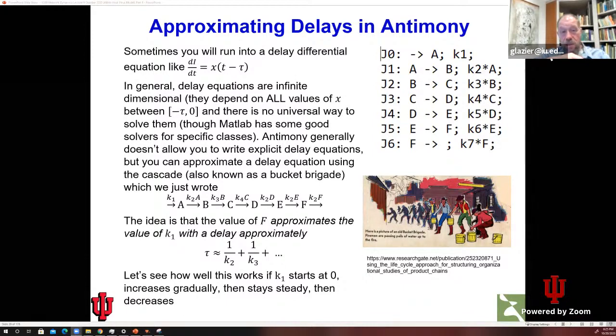And it can be turned into partial differential equations or into integral differential equations. And so delay differential equations are deceptive because they look very simple, but in fact, they're very hard to evaluate. And in fact, there are no universal numerical solvers for delay differential equations. MATLAB has some extension packages that are pretty good at solving delay differential equations of simple kinds.